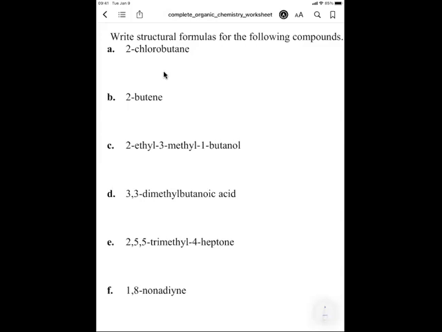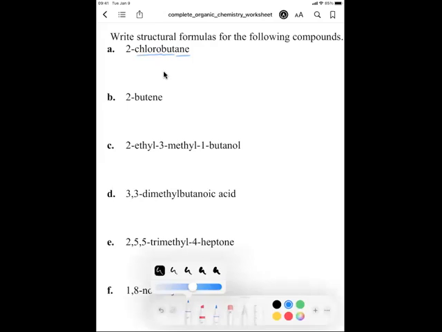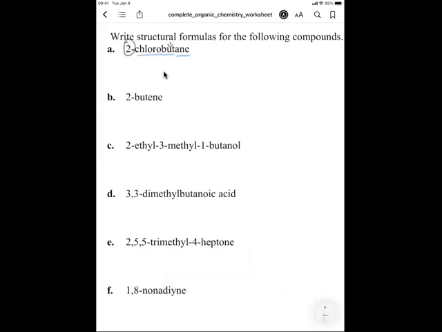2-chlorobutane. Okay, a lot of clues here. We've got ane, which means it's single bond. Bute means that it has 4 carbons. And then chloro means it's an alkyl halide. Black looks better. And then the 2 tells us what it's on. So first I'm going to draw a 4 carbon. 1, 2, 3, 4. All single bonds, so I don't have to worry about any double bonds. And then on number 2, I put a chlorine. Done.